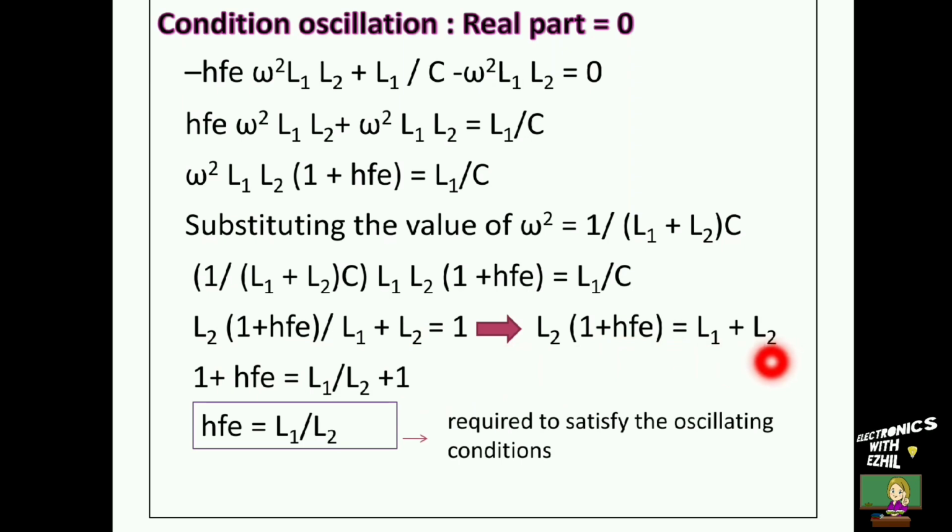We'll divide this expression by L2. So it becomes 1 plus h_fe equal to L1 by L2 plus L2 by L2, which is 1. We'll cancel the 1 on both sides. Now h_fe becomes L1 by L2. This is the value of h_fe required to satisfy the condition for oscillation.